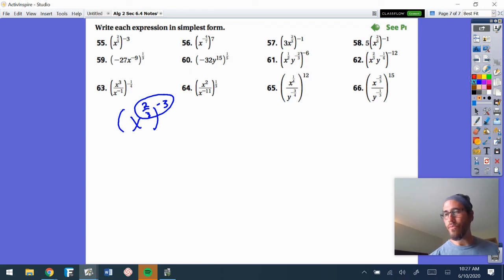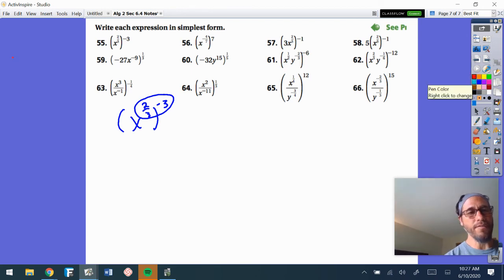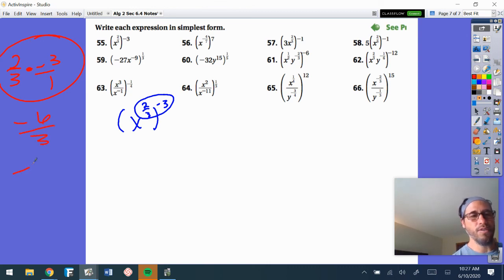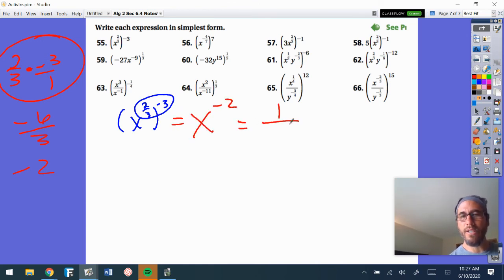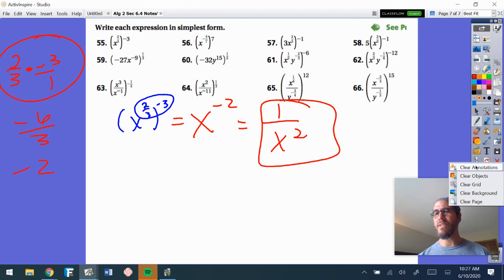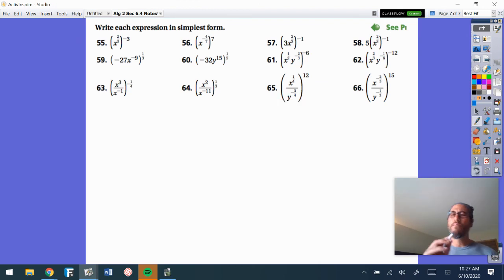Okay, I'm going to change to red because some of us are going to have to do side work. So you multiply the exponents when it's power to a power. So that gives me negative 6 over 3. Negative 6 over 3 is negative 2. So if I do that, I just get x to the negative 2. Well, I can't have a negative exponent, so I move it, and there's my answer for that problem. Not too bad, right? But a lot of us forget what to do. Sometimes we add, sometimes we subtract. But when it's a power to a power, you multiply.